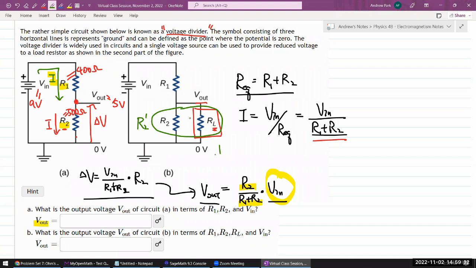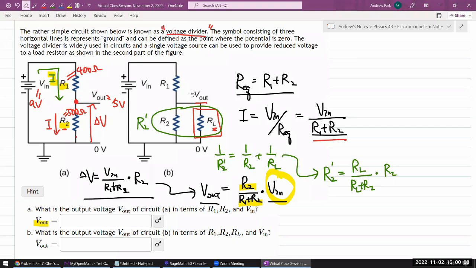That calculation would go like 1 over R2 prime is equal to 1 over R2 plus 1 over RL, or solving for R2 prime, it'll be, I'm just doing that mental math in my head, RL divided by RL plus R2, times R2. I think that's right. In the limit where RL goes to infinity, this will be this value, because this ratio goes to 1. And in the limit where RL goes to 0, this thing goes to 0.